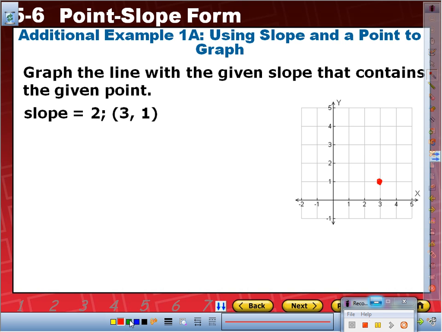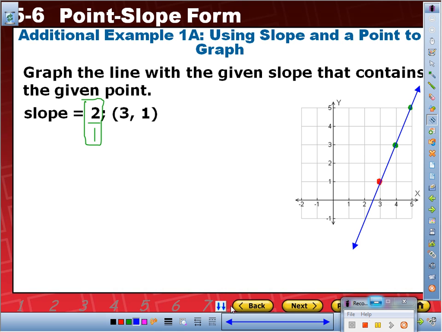Okay, there it is. Step 2 says, use the slope to plot points. So my slope is 2, but since we're graphing, we're going to write it in fraction form, so this is 2 over 1. That tells me to go up 2 steps and 1 to the right. So from this point right here, 2 steps up, 1 to the right, I plot my points. I do it again. 2 steps up, 1 to the right, plot my point. And the last step says, graph your line.